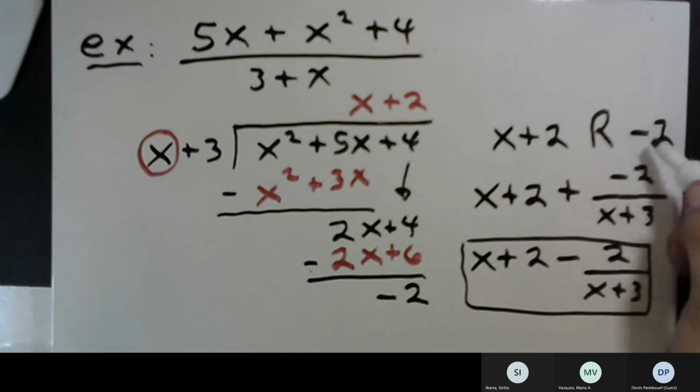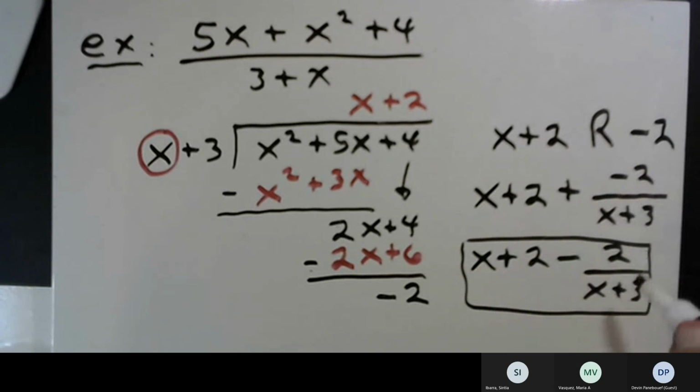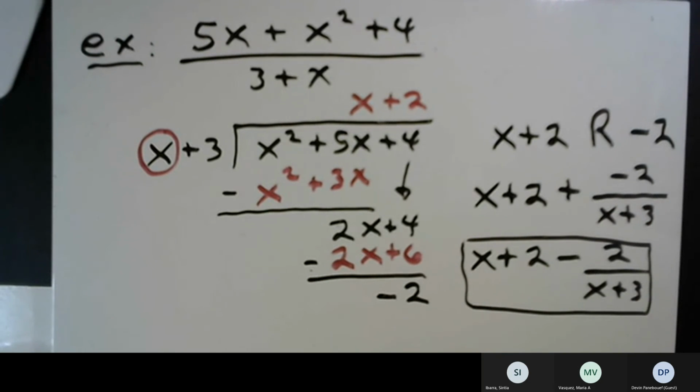But either of these is the answer. This one, XYZ won't accept, though. But these two, it should accept either one. If it doesn't, let me know. Send me a message. And as long as it's the correct answer, I can give you credit for it. So any questions about that? And if there's no remainder, if this was 0, then only that would be our answer. So let's do another.